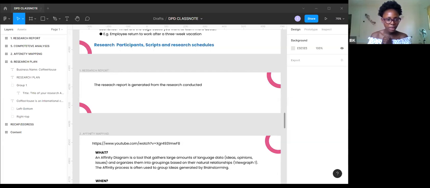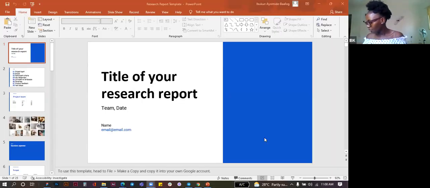Let me share my screen. Can we all see my screen, please? Yes. Okay, beautiful. So we are going to generate a report from our research. When you have done your research, you need to generate a report. This is a template. I don't know if you have this template already. Do you have it already? If you don't, I can share with you. We don't. Okay, I'll share with you later.